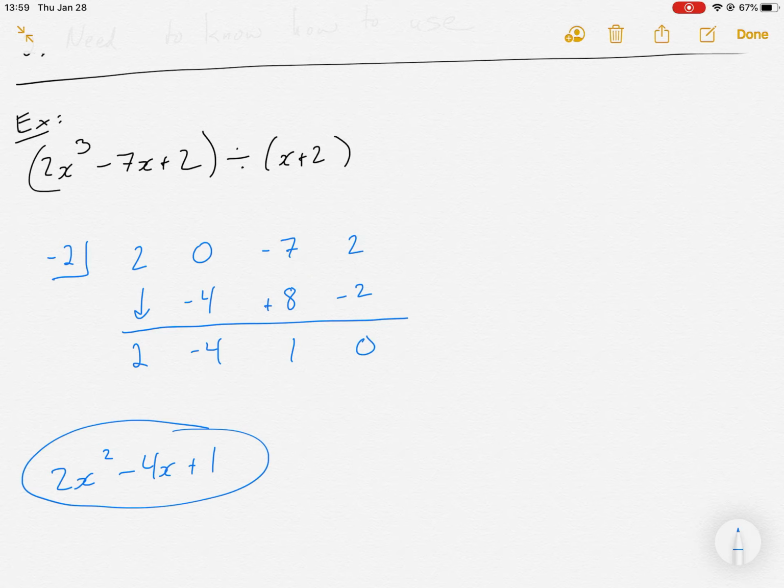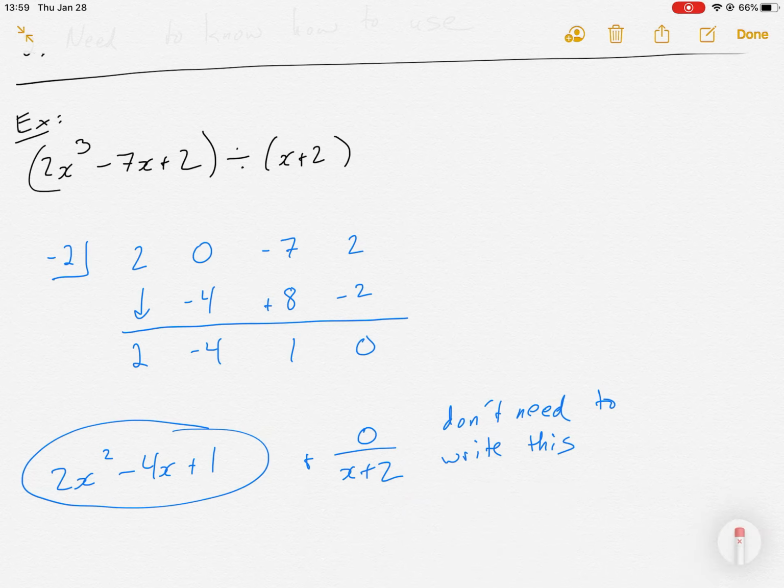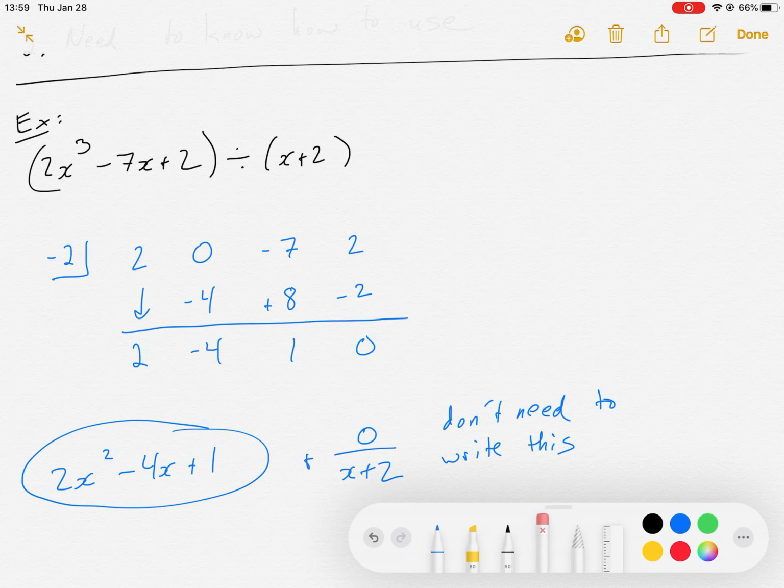There's no remainder to include. I don't have to write plus 0 over x plus 2. Don't need to write this. And so we would be done with that. As you can see, this process does go quite a bit quicker.